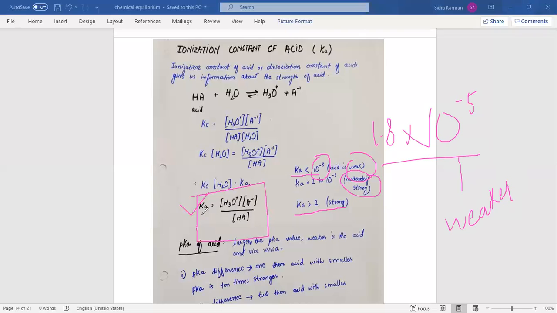This ionization constant of acid gives you the information about the strength of the acid. Is the acid stronger? Is the acid weaker? Or is the acid moderately strong? Any confusion till now?